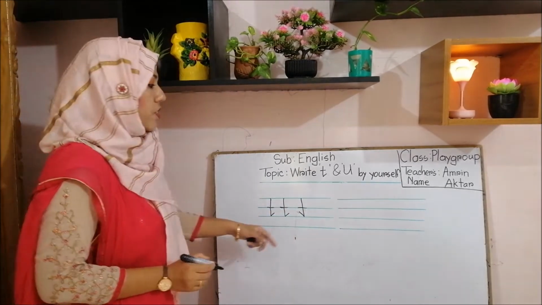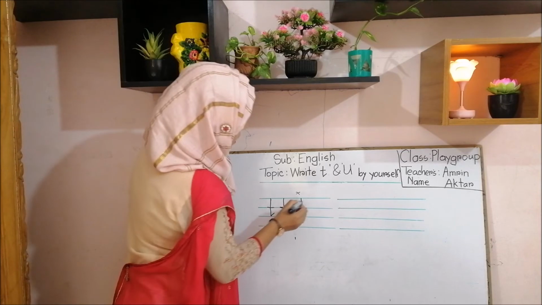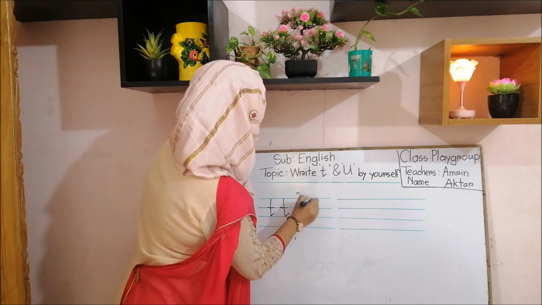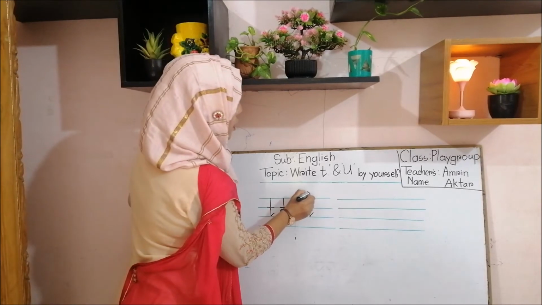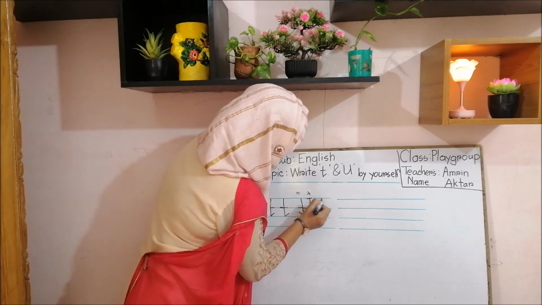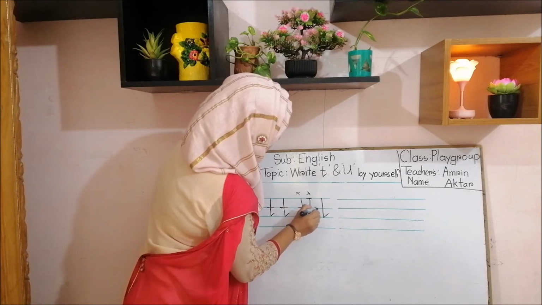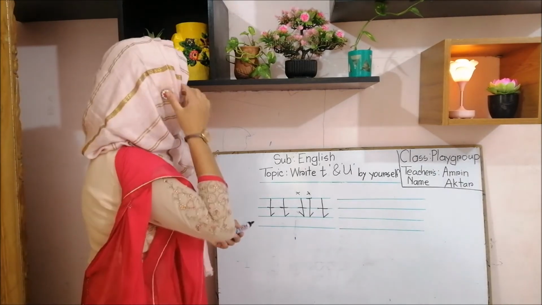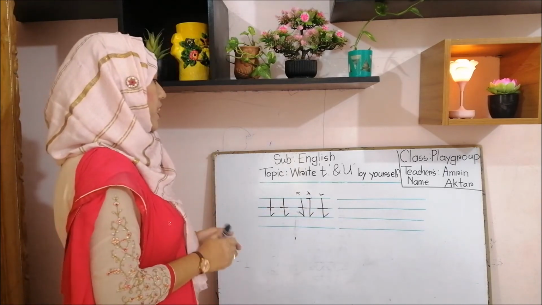Is it correct? No, this is wrong. This is not correct. Again, see, standing stick, slash, sleeping stick. Is it correct? No, this is also not correct. So, how will we write? Again, see, okay? Standing stick, slash, then sleeping stick. Is it correct? Yes, this is absolutely correct. You will write like this way, okay students?